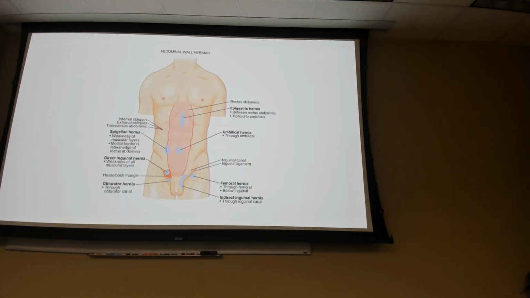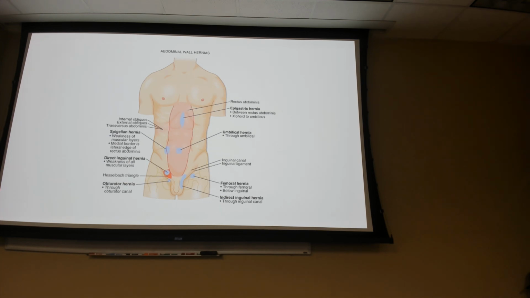All right, here's all the different kinds of hernias and where they can sit in the body. So the epigastric, that's between the rectus and abdominis. Anything from umbilicus to the xiphoid is what we consider an epigastric hernia. We have our umbilical hernia, which is pretty self-explanatory. It has some sort of defect through the umbilicus.